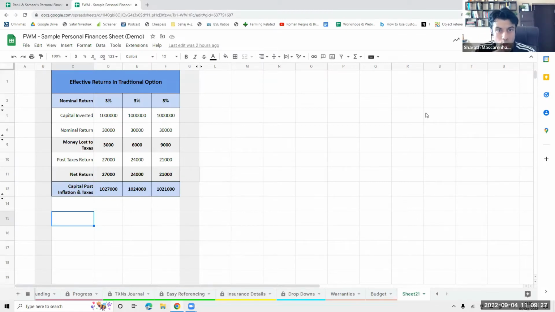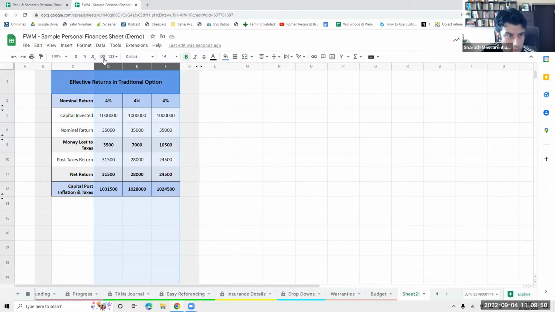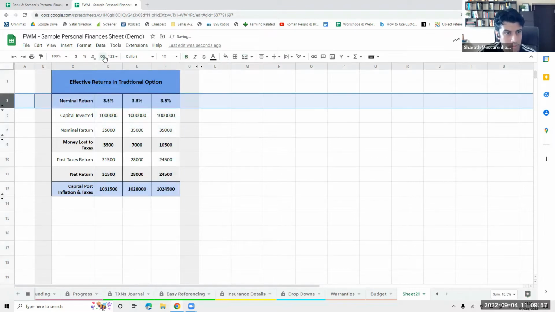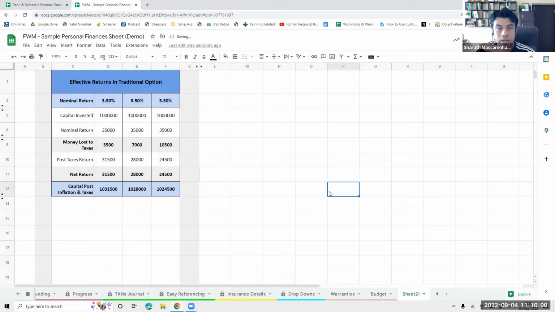Okay, so today, if you look at how things are in your savings account, your savings account typically has returns anywhere between 3 to 3.5%. I'm talking about your standard banks, all established banks. We are talking at least 3.5% is the interest rate that you're getting. Okay, give me a second, let me just change these numbers. Okay, so we've got 3.5% being the nominal return.